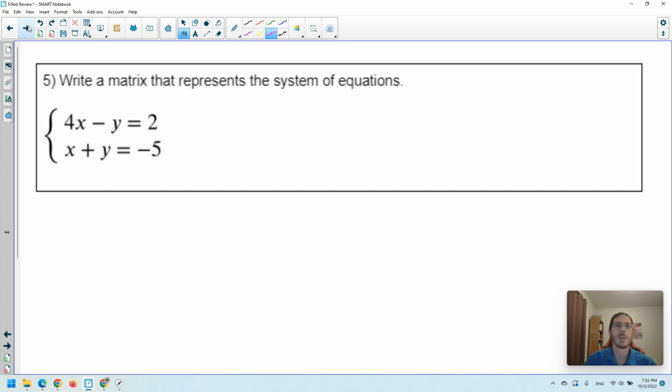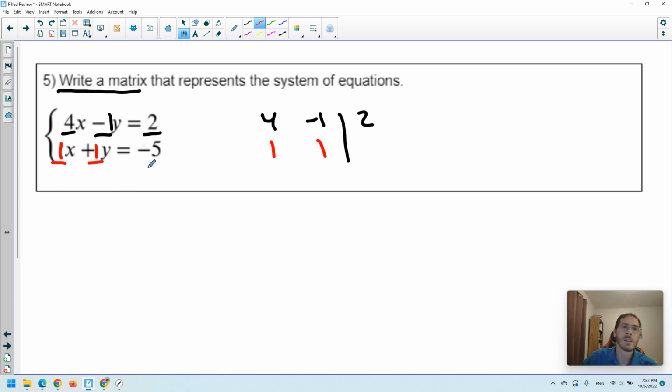For number 5, write a matrix that represents a system of equations. So we're not solving anything. It just says write a matrix. So that means all we have to do is write it. So remember, we're going to take the coefficient for x, then the coefficient for y, which is -1, and then what we equal to. Over here on the bottom, we're going to take the coefficient for x, the coefficient for y, and then what we equal.